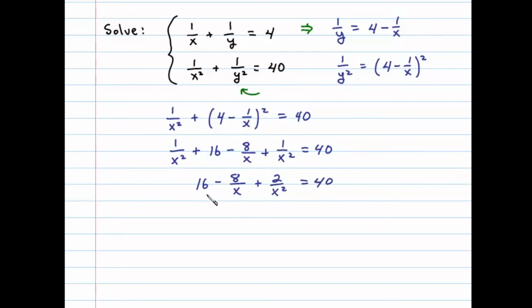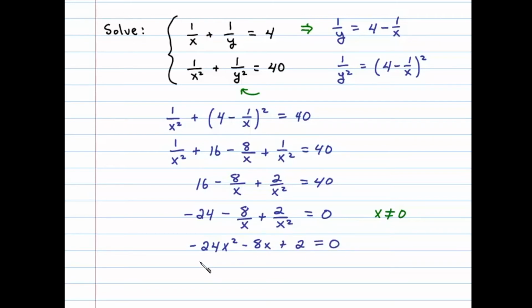And then subtracting 40 on both sides, we get negative 24 minus 8 over x plus 2 over x squared equals 0. Now let's make a quick note that x cannot equal 0, and then multiply both sides by x squared. Doing that will clear the fractions, and we're left with negative 24x squared minus 8x plus 2 equals 0. And we have a quadratic equation in standard form.